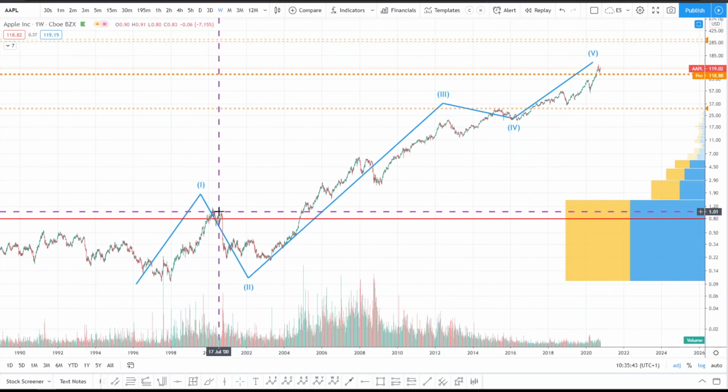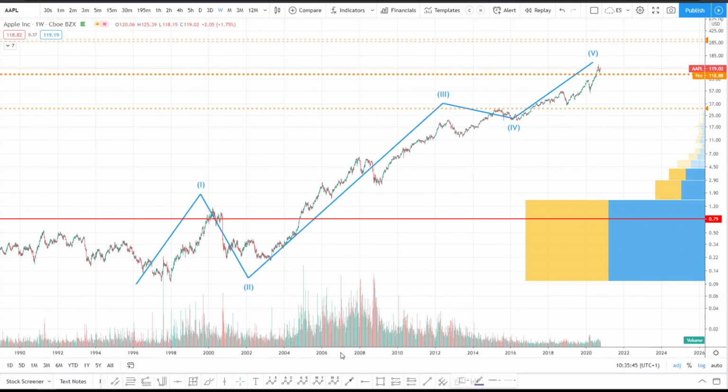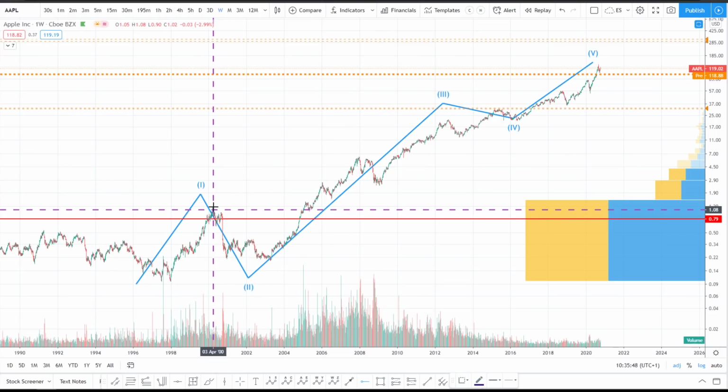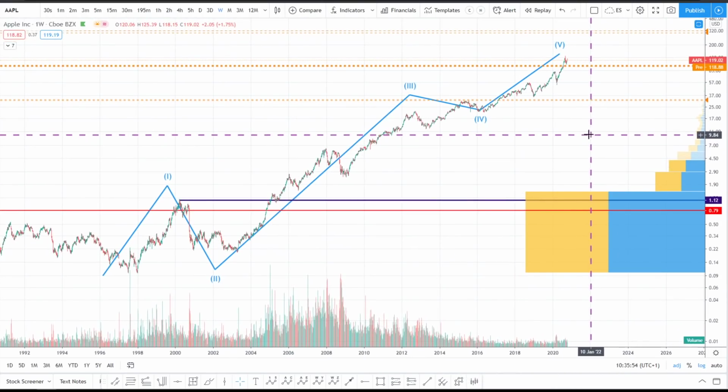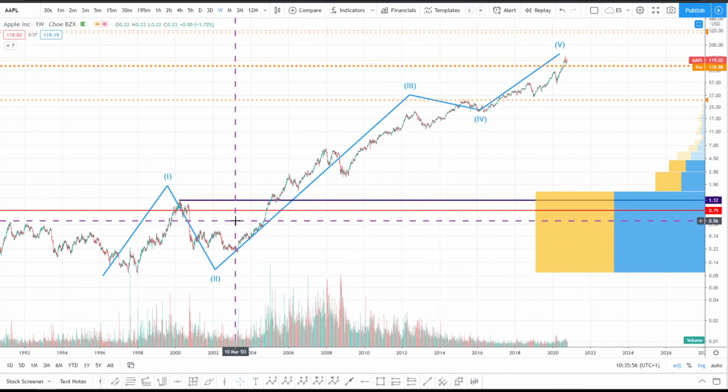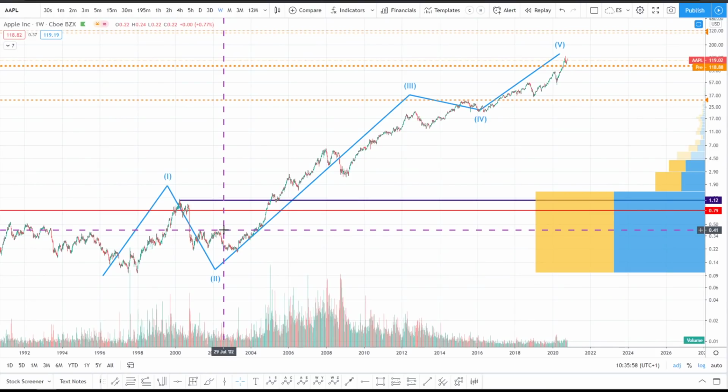Look what happened here. It topped here in 2000. How many years did Apple take to take out that high? How many years did it actually take? Well, it took nearly 5 years for it to take out that high. So the count at the start is a little bit messy, a little bit confusing. I don't think it matters.